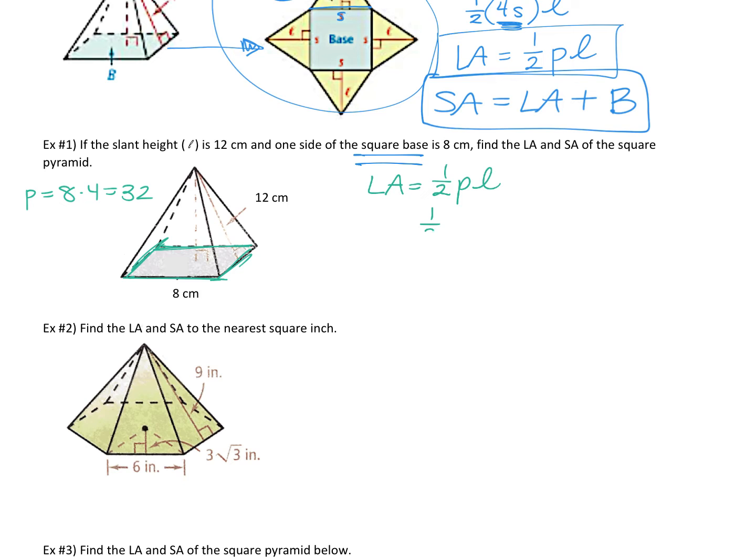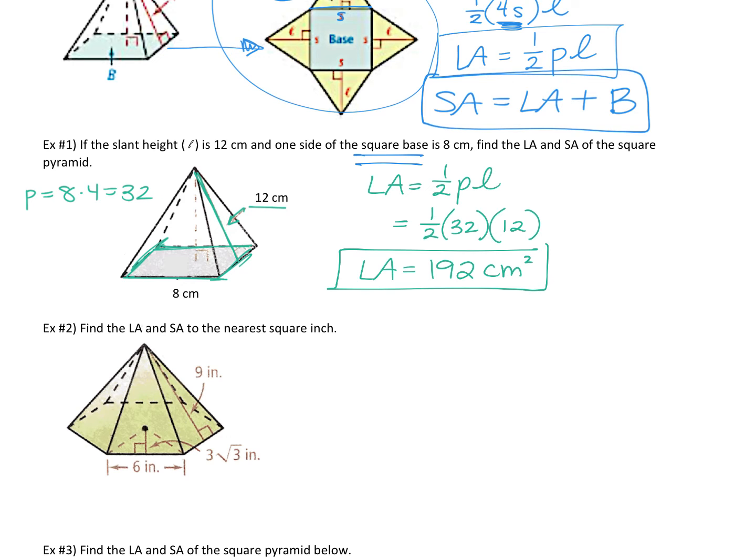Okay, so this is 1/2 times 32. What is the L? 12. That's the 12. That's this line, okay, which they told us is 12. So 1/2 times 32 times 12. Plug that in, and you get 192 centimeters squared because it's an area.